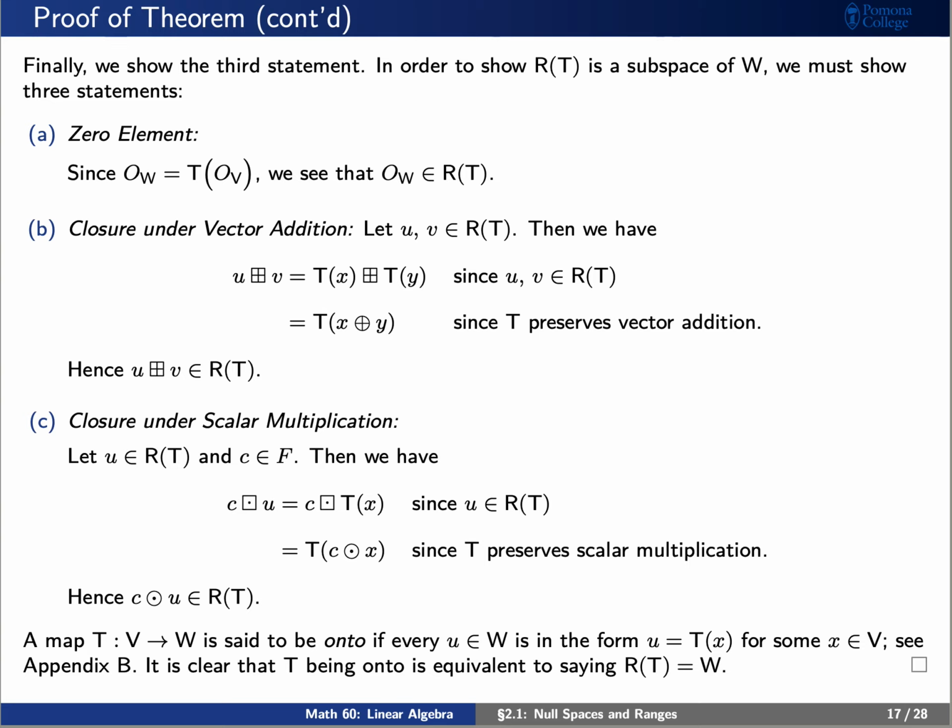Finally, recall that a map is said to be onto if every vector u is in the form u equals T of x for some x in the domain V. It's now clear from the way we've set up our definitions that T being onto is equivalent to saying that the range equals the codomain W.